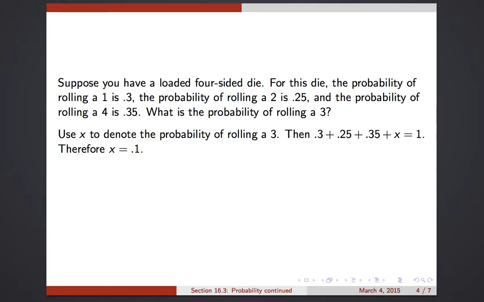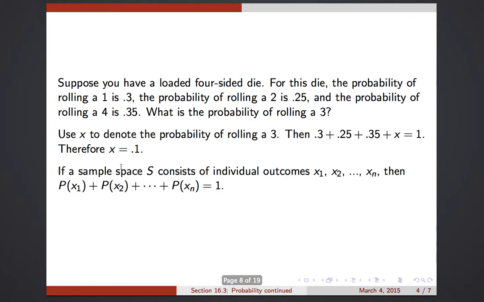So the probability of rolling a 1 is 30%, the probability of rolling a 2 is 0.25, and the probability of rolling a 4 is 0.35. So if you add up the probabilities of the individual outcomes, you must get 100%. Okay, so this is always true. If you have a sample space S that consists of individual outcomes, rolling a 1, rolling a 2, flipping a heads, flipping a tails, whatever your individual outcomes are, then the probabilities of the individual outcomes must add up to 100%. No more, no less.